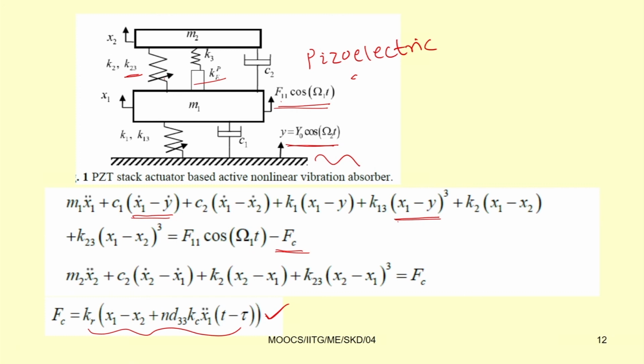Then the second equation can be written this way, m2 x2 double dot plus c2 into x2 dot minus x1 dot plus k2 into x2 minus x1 plus k23 into x2 minus x1 cube equal to Fc. So, this way by drawing the free body diagram, you can either apply Newton's second law or D'Alembert principle to find the equation of motion for a discrete system.